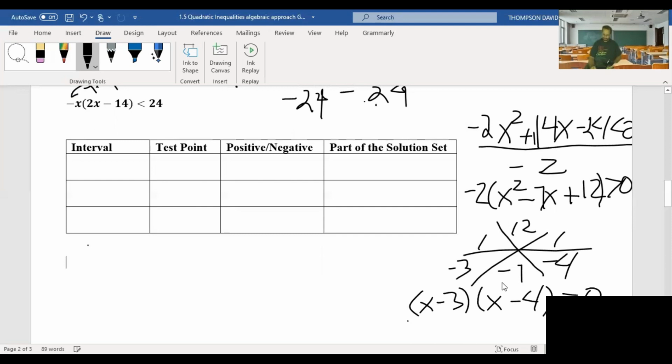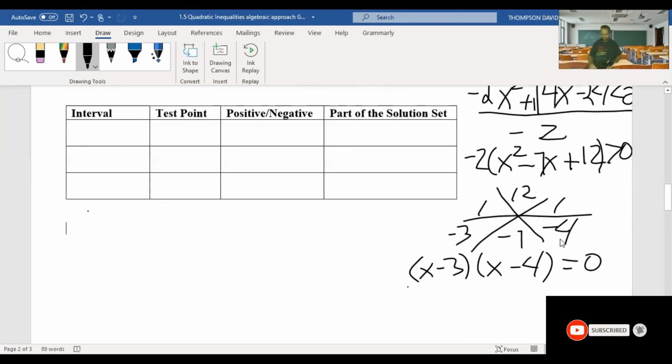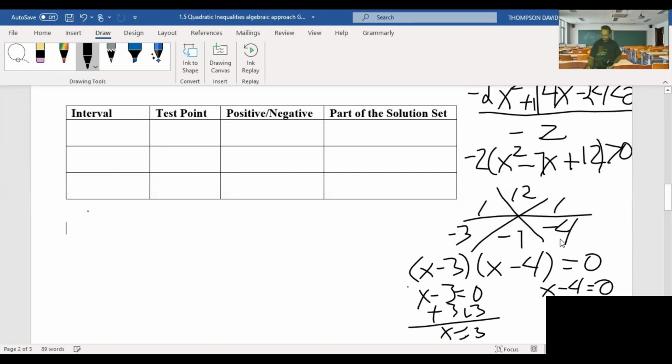So we just solve both sides. That would be x minus 3 equals 0. Add 3 to both sides. We get x equals 3. Same thing on the right side. Add 4 to both sides, and x equals 4.